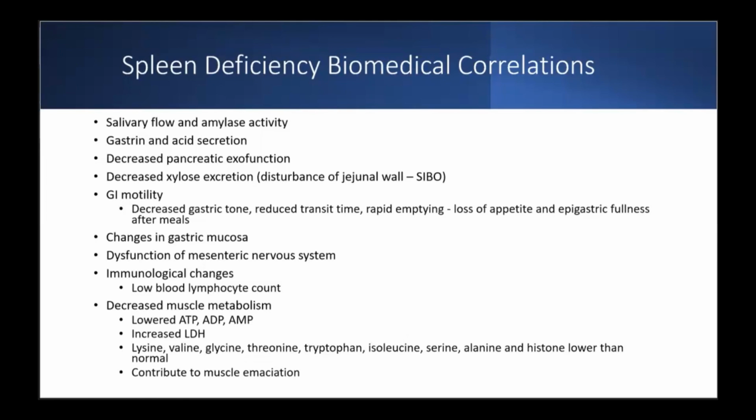Yeah, lipase blood test. Exactly. Decreased xylose excretion. This is a urine test, and it relates to SIBO, overgrowth of bacteria, and then the duodenal wall breaking down, so you're getting this like leaky gut. GI motility goes down, right? Decreased tone. It's all that muscle. The muscle is weak. Changes in the gastric mucosa. Dysfunction of the mesenteric nervous system, right?